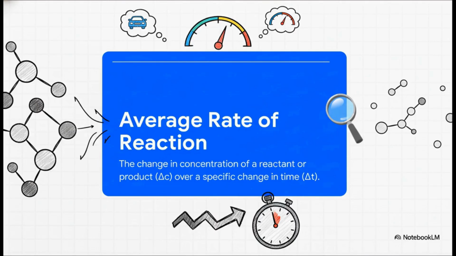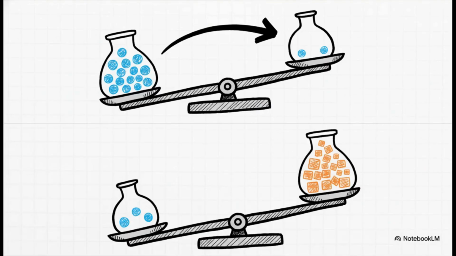Now, that formula might look a little intimidating, but it's actually super simple. That triangle, delta, just means change in. So, rate equals the change in concentration, that's the C, over the change in time, the T. It's just like calculating a car's speed in miles per hour, but here we're measuring the change in stuff per second.